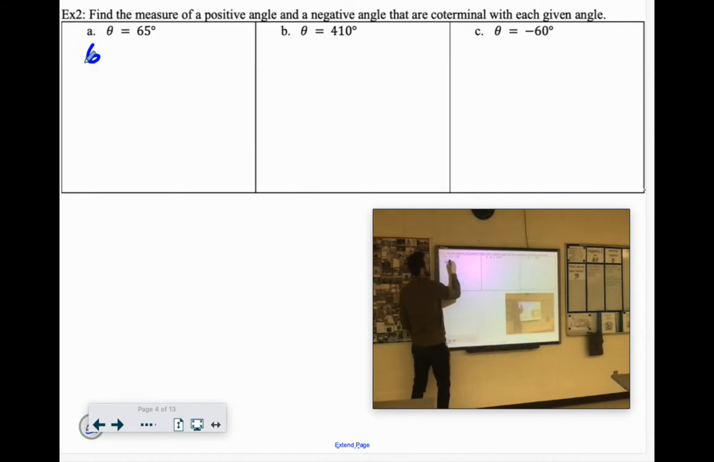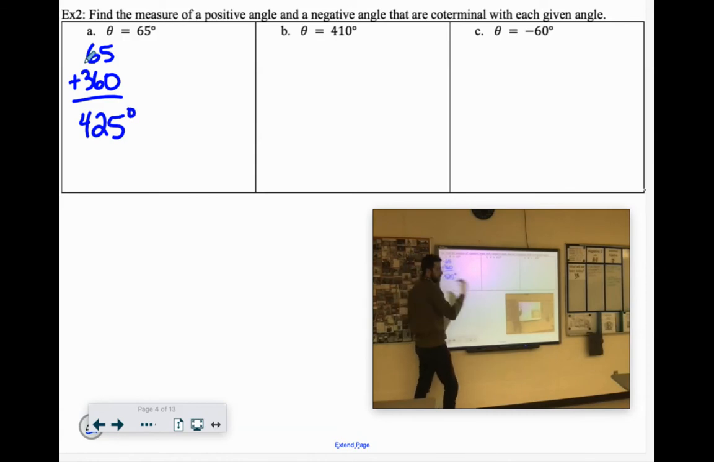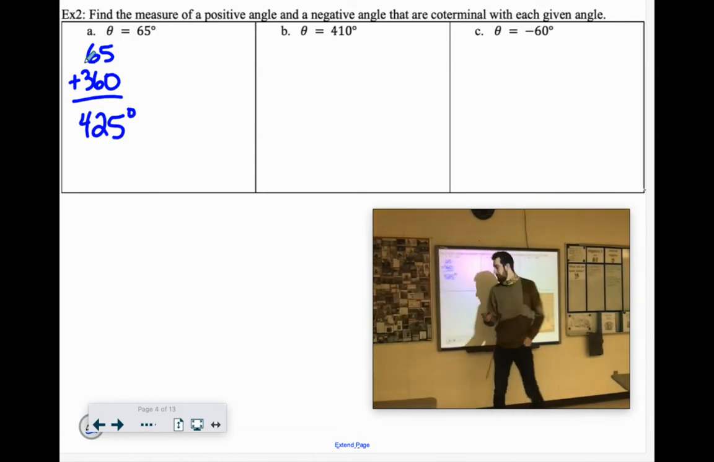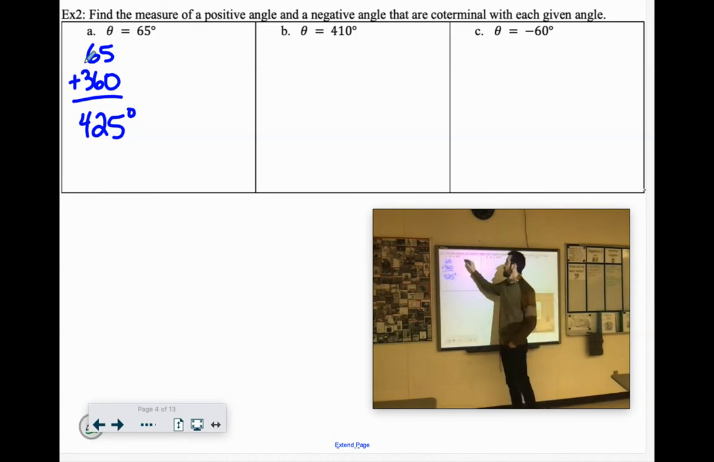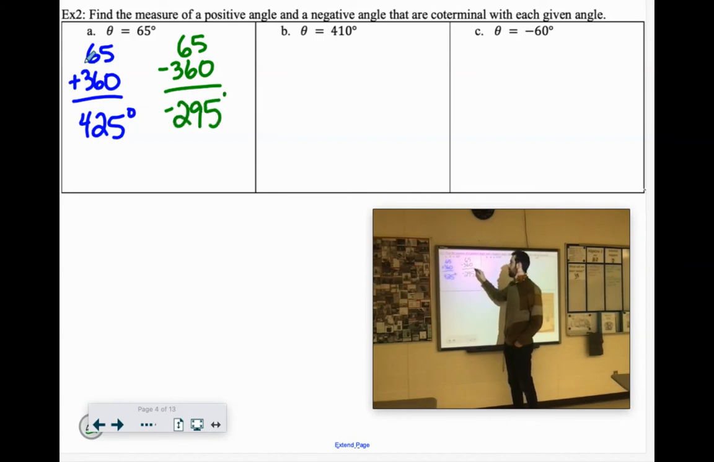We've got 65. We can just add 360 degrees to it, and that would be 425 degrees. That would be a positive coterminal angle. Now, if we want to go negative coterminal angle, we could just subtract 360 degrees. So if we did 65 minus 360, we end up with negative 295 degrees.